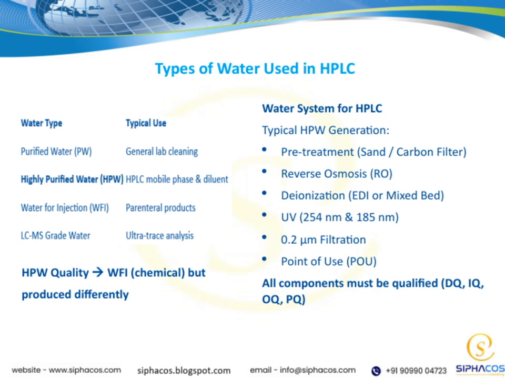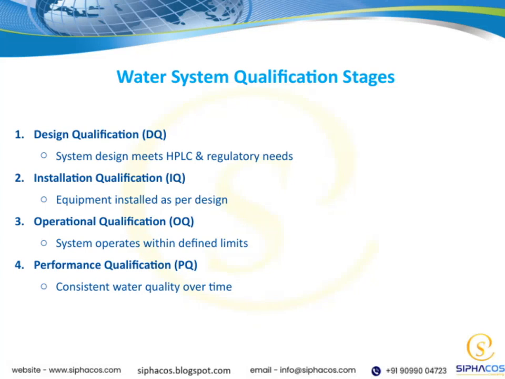So, understanding this entire water generation process and qualification is fundamental to maintaining high-quality HPLC analysis. Let's take a closer look at the different stages of water system qualification. First, we have the design qualification, or DQ. This is where we ensure that the system design meets both the specific needs of HPLC and the regulatory requirements. It's about making sure the plan is solid before moving forward.